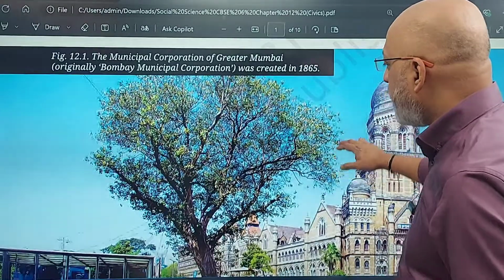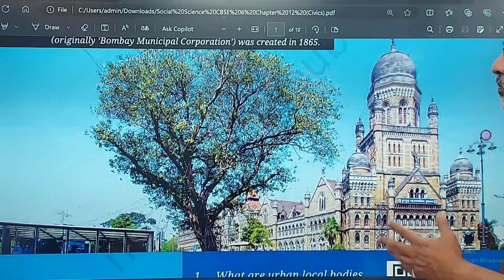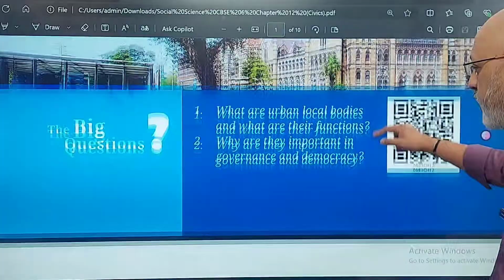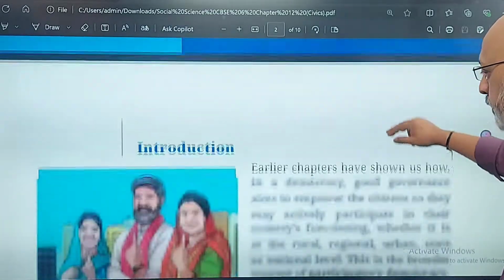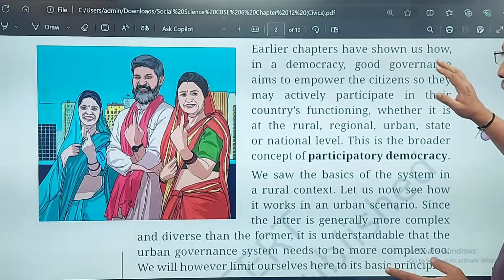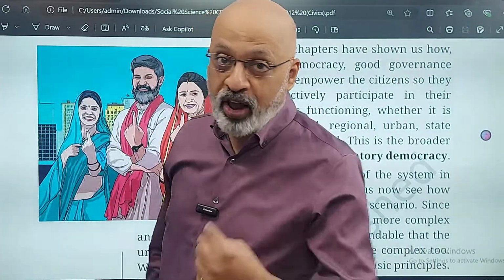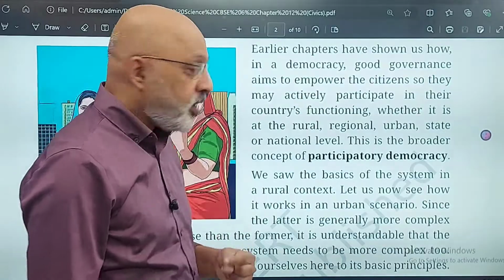So now this is the Mumbai Municipal Corporation building, the main office, and this is what we are going to study in this particular chapter. Now, if you see the earlier chapters, this is what I showed you, the photographs, my own photograph after having voted in the 2024 Lok Sabha election.